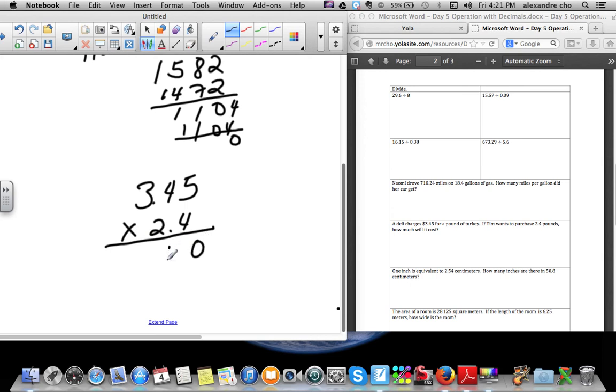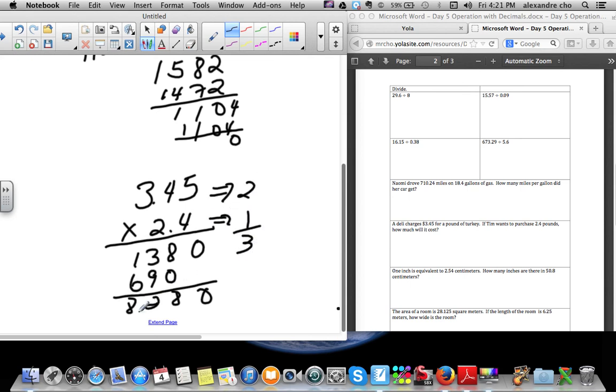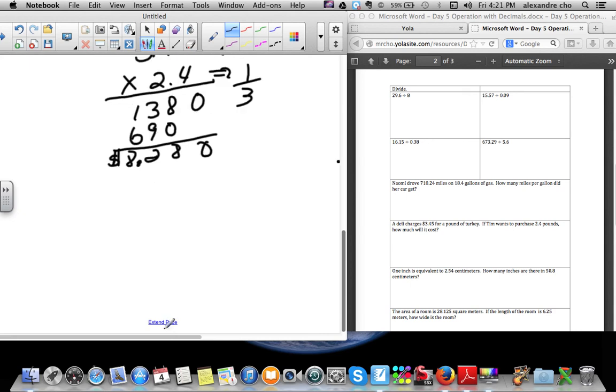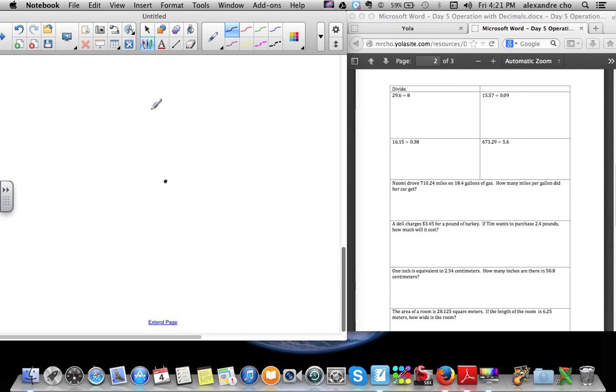Okay, that's a 20, 18, and 13. And this is going to be a 10, a 9, and a 6. 0, 8, 12, 8. I'm sorry, forgot to do this, we need to have 2 decimals and 1 decimal, total 3 decimal places. Our answer is going to be right here, 8.28, or simply $8.28. That's how much Tim's going to pay.